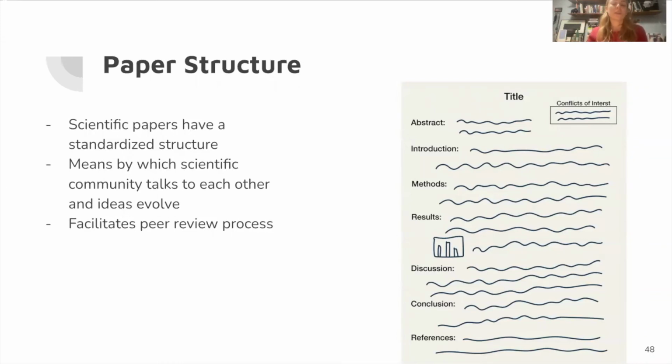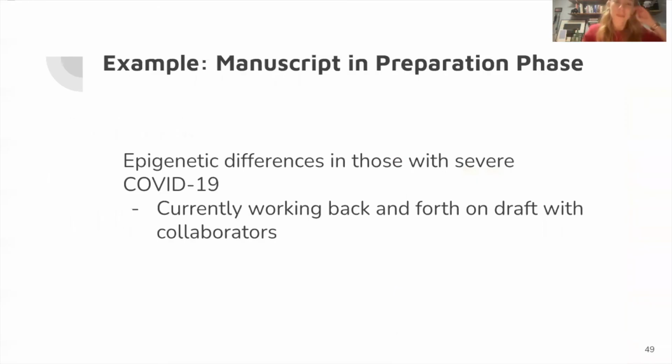And it's important to have this standardized structure because these papers are the way that the scientific community communicates, the way the ideas in science and the theories evolve and get refined to get closer to the truth. It facilitates that and the peer review process. So we're going to do a quick example of an actual manuscript that we're currently preparing on the epigenetic differences in people with COVID versus not. We're currently going back and forth with our collaborators, and I just want to give that as an example of a paper.